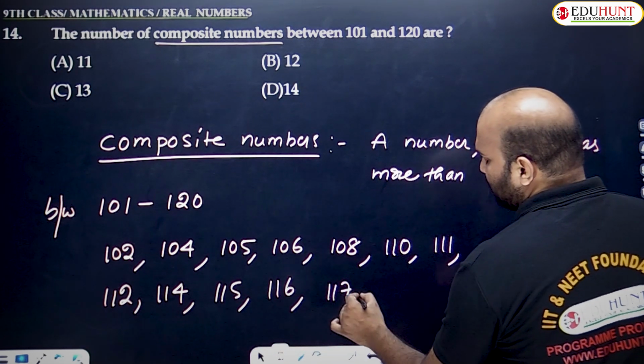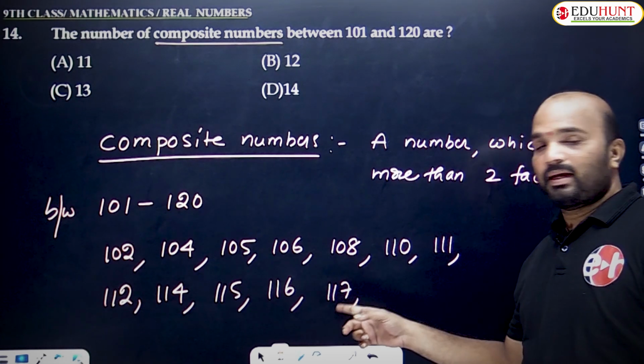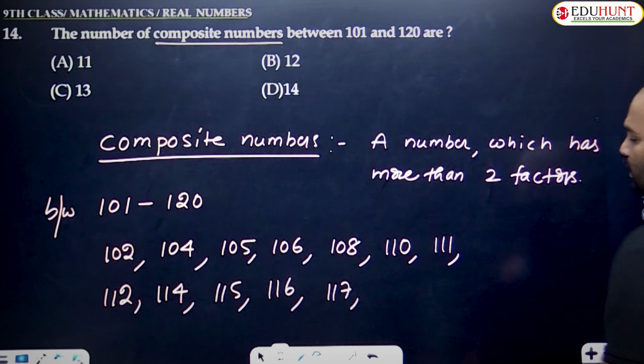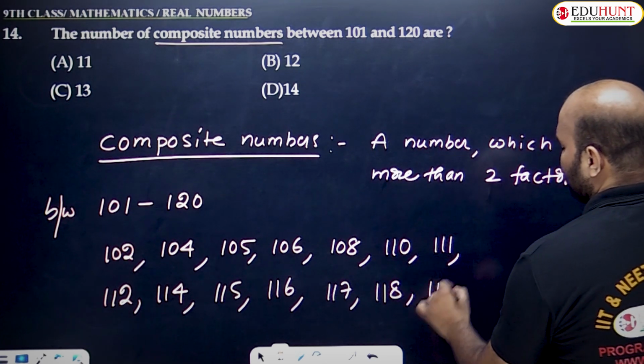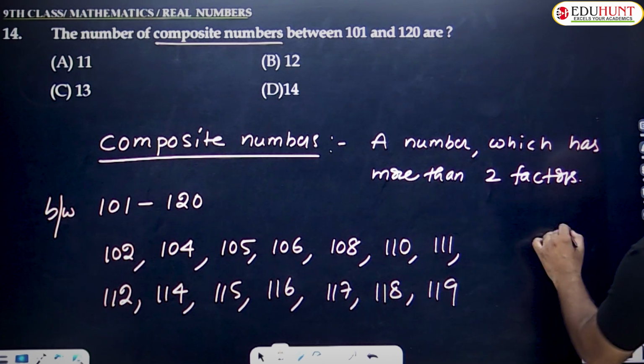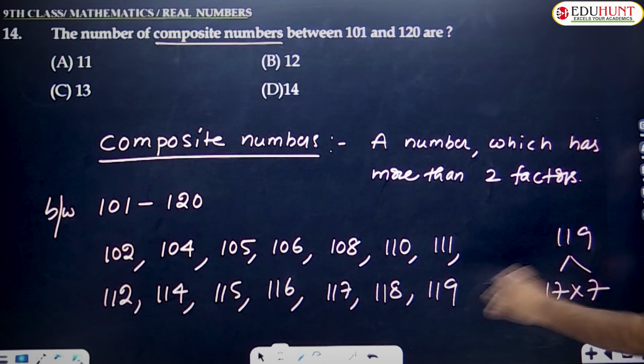117 is also a composite number because what is the divisibility rule of 3? 1 plus 1 plus 7 is 9. It is exactly divisible by 3. Again, 118 is a composite number because it is an even number. So 119 is also a composite number because 119 can be written as 17 into 7. So it is also composite.